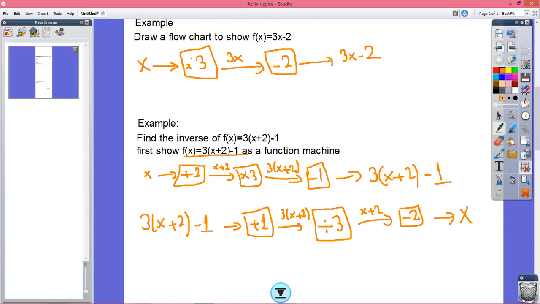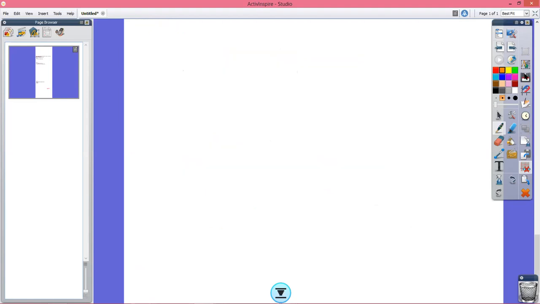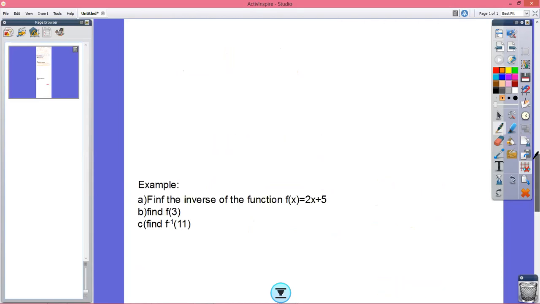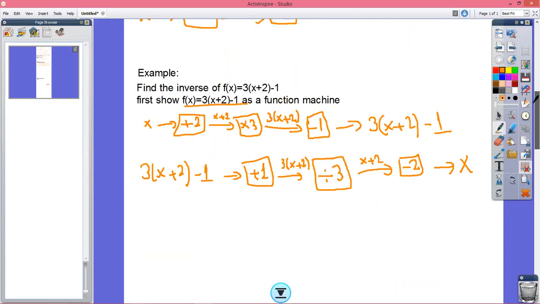For the minus 2, isn't it supposed to be minus 1 for the last one? No, here we just did inverse operations going back. We didn't find the inverse of this one. Using the function machine, we get back here. We didn't find the inverse yet here.